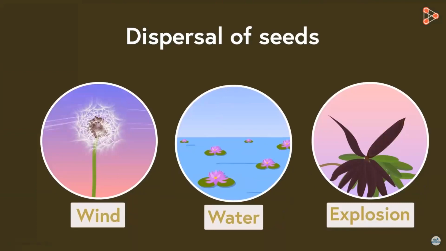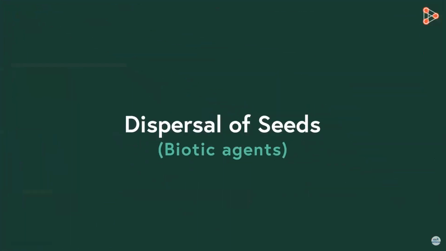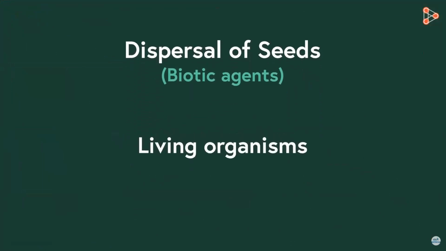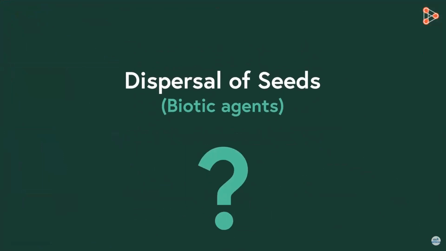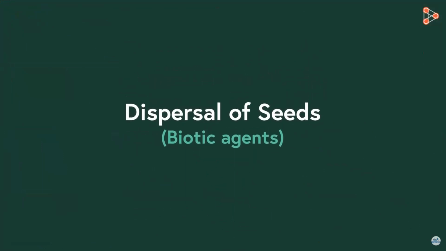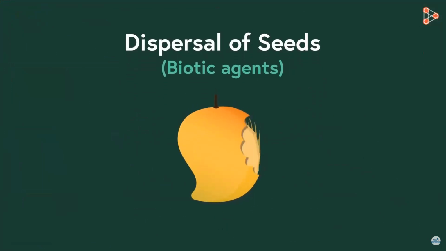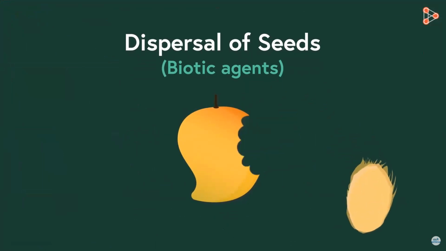Now these were all the abiotic agents. Last in the list are the biotic agents which we need to have a look at. Biotic means living organisms. So are animals also responsible for dispersal of seeds? Yes, they are. Tell me one thing. What do we do with the seeds after eating juicy fruits? We generally throw away the seeds, right? Yes, that is how seeds from a plant growing in one area reach a completely different area.